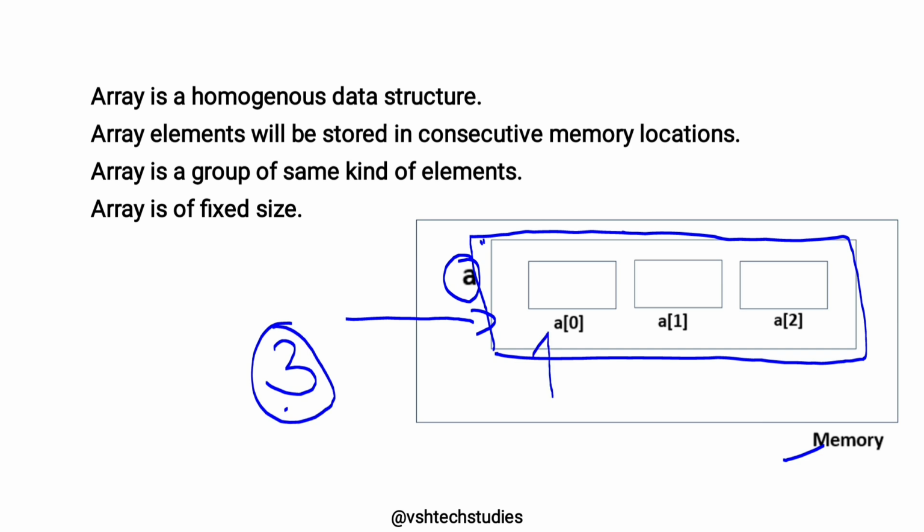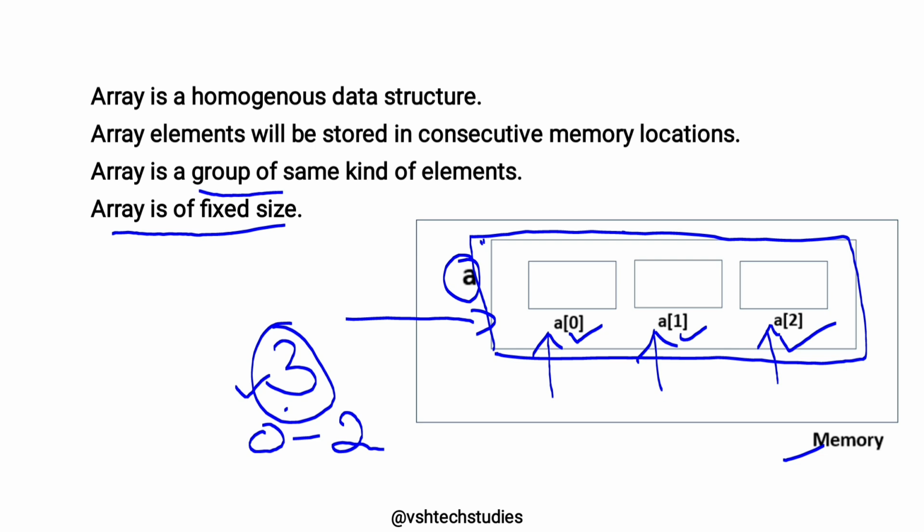All the 3 memory locations are identified by the same name A, but the index of the first memory location is 0, the second one is 1, the third one is 2. So if the size is 3, the values of index vary from 0 to 2. Once the size is declared in the program, it is fixed; it cannot be changed.